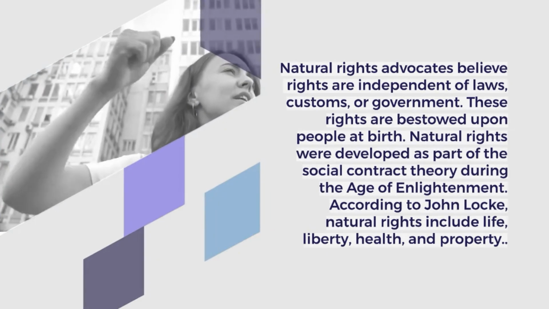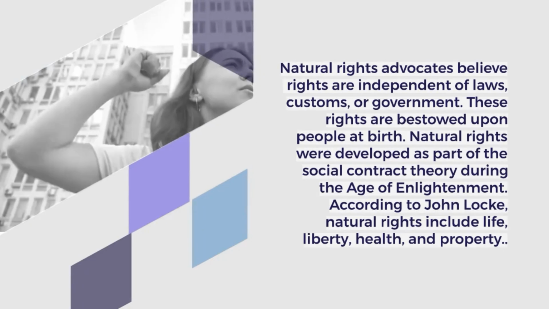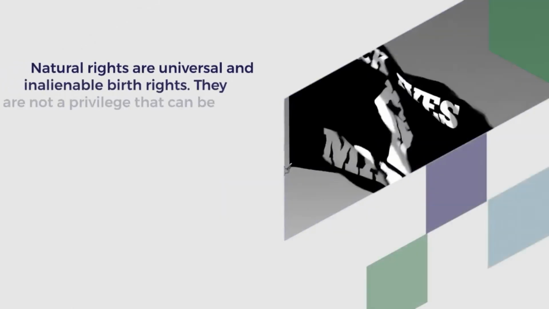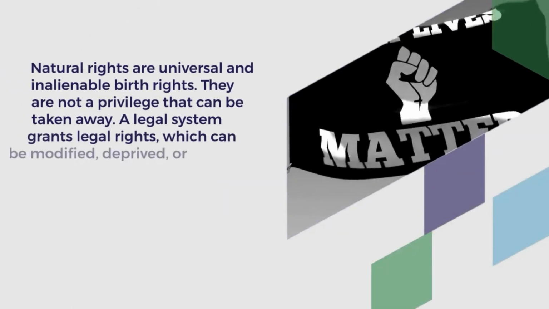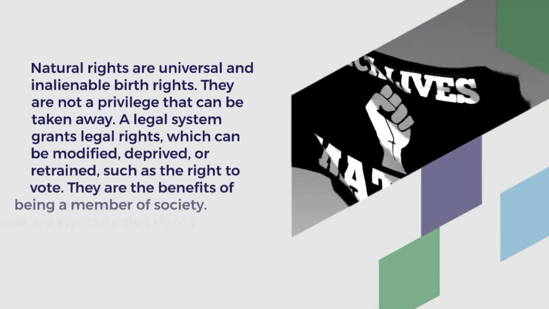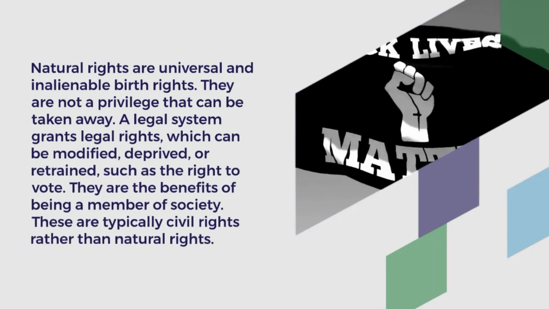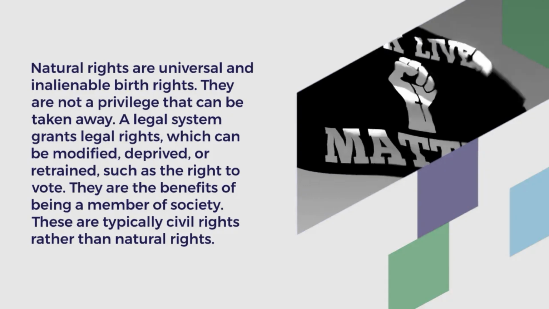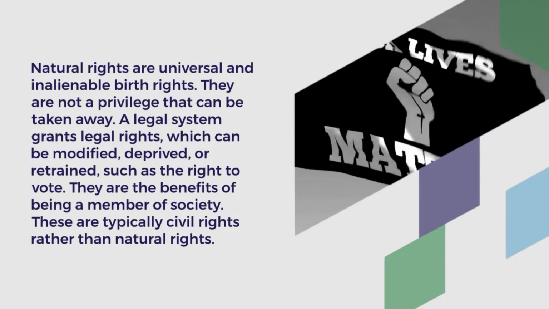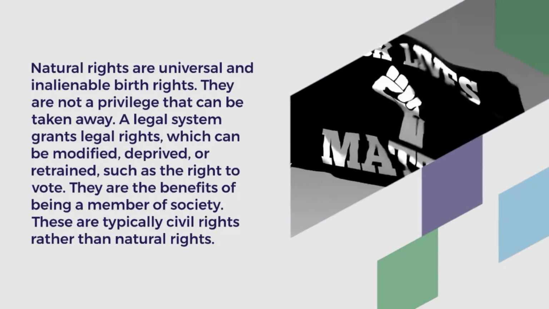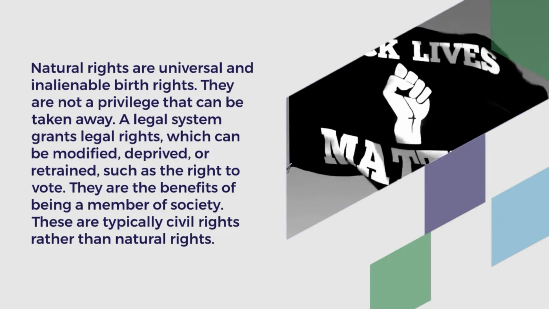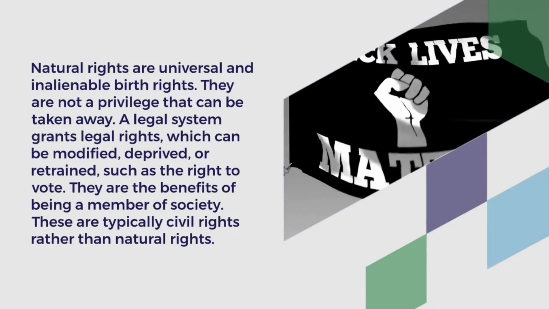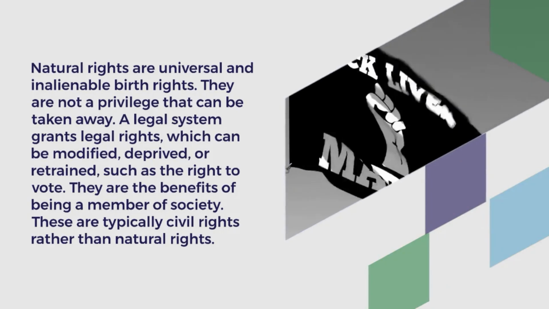Natural rights were developed as part of the social contract theory during the Age of Enlightenment. According to John Locke, natural rights include life, liberty, health, and property. Natural rights are universal and inalienable birthrights. They are not a privilege that can be taken away. They belong to the natural law tradition. The legal system grants legal rights, which can be modified, deprived, or restrained, such as the right to vote. They are the benefits of being a member of society. These are typically civil rights, rather than natural rights.